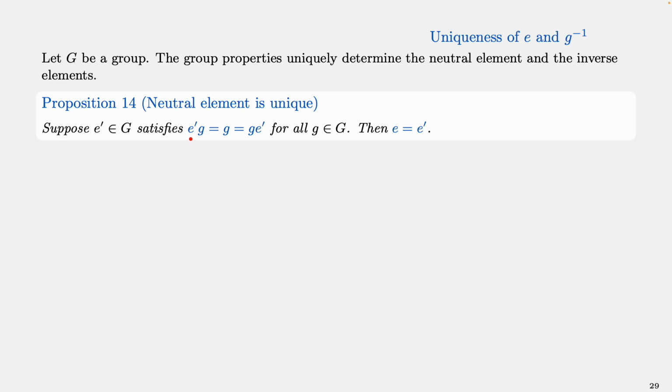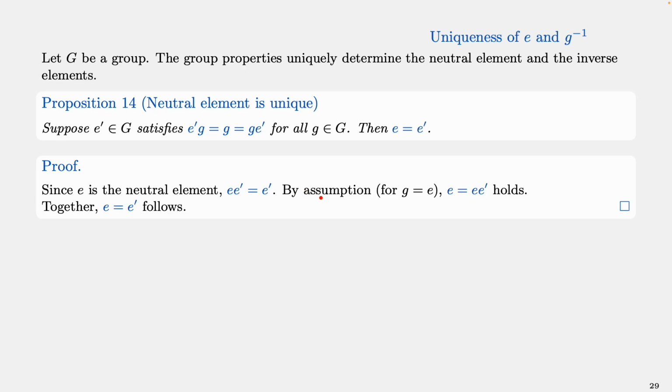Suppose E prime satisfies E prime times G equal to G, and this is the same as G times E prime, for all the elements in the group. And then I claim this E prime is already the neutral element. So there can be no distinct second element with these properties. Let's prove this. So E is the neutral element. So by definition, that means E times E prime equals E prime. Now we use our assumption on E prime, where we plug in the neutral element for the element G here, because it holds for all G. So in particular, it holds for the neutral element.